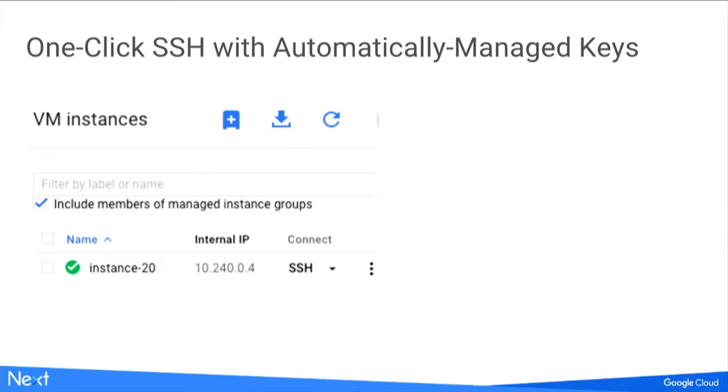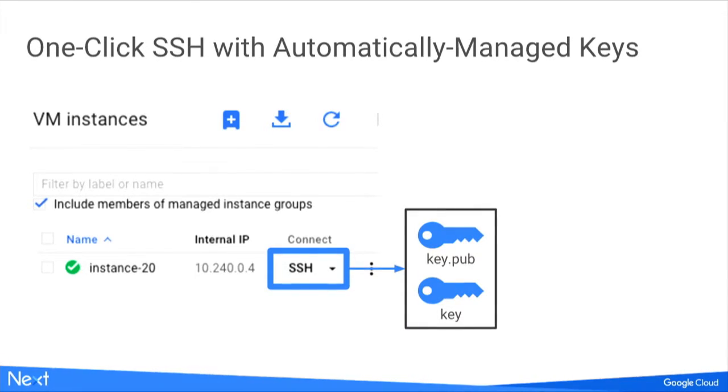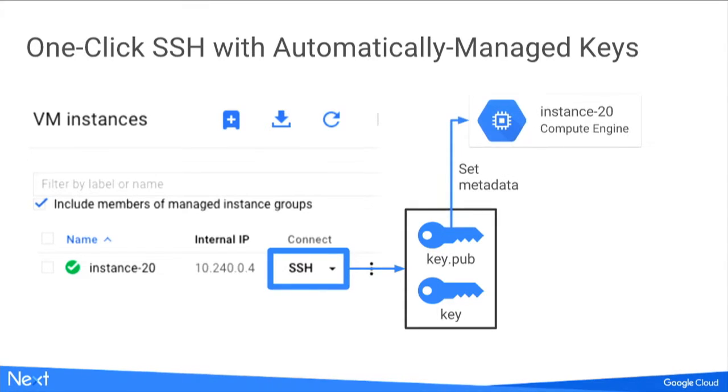So what do we actually do? And what's the impact on IAM? Well, when you click on this SSH button, we generate a new key pair. And we'll send the public key into the guest using our metadata service. That's a key value pair data store. Then we use the corresponding private key to start your session.